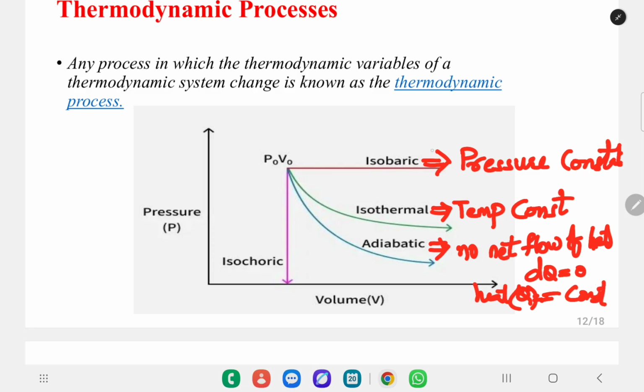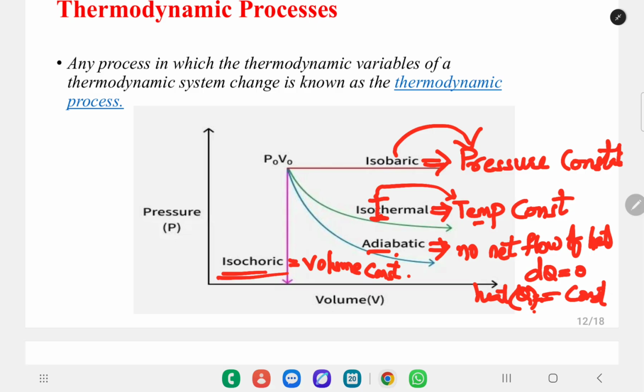Isobaric, pressure is constant. Isothermal, temperature is constant. Adiabatic, heat is constant. Next, isochoric. In an isochoric process, volume will be constant, with no change in the volume. These are the four processes. Understood? Isobaric, the pressure is constant. Isothermal, temperature is constant. Adiabatic, no heat exchange, heat is constant. Isochoric, volume is constant.